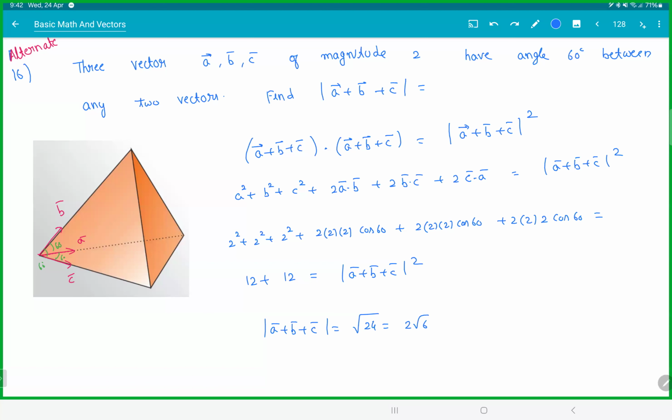Clear? Next one. Next one. Turn in the page.